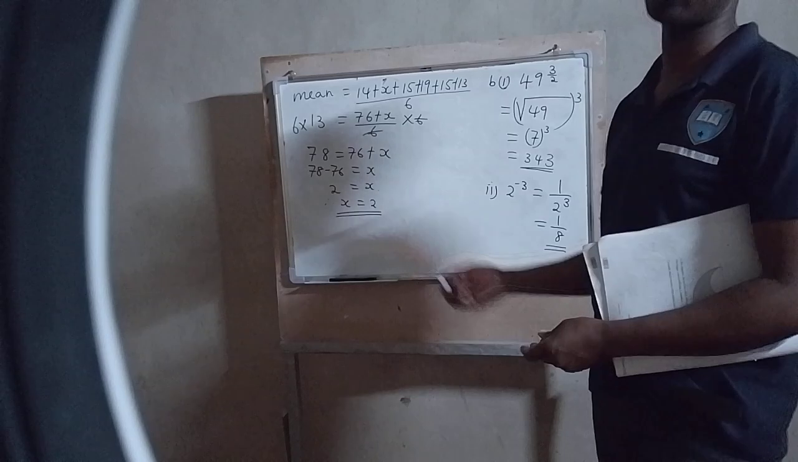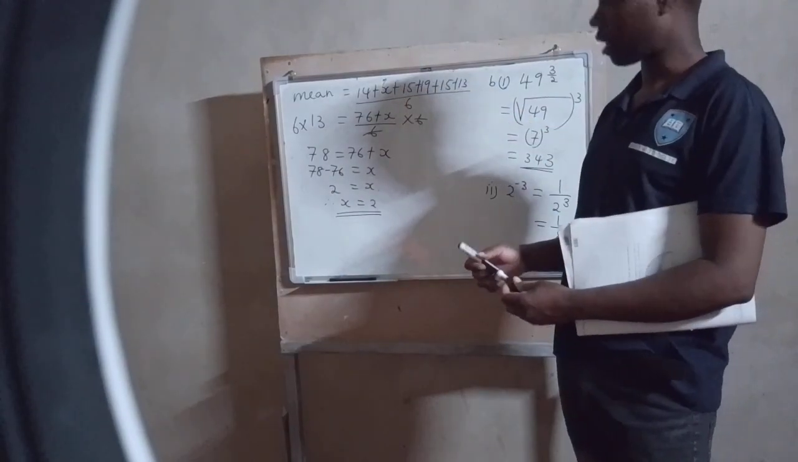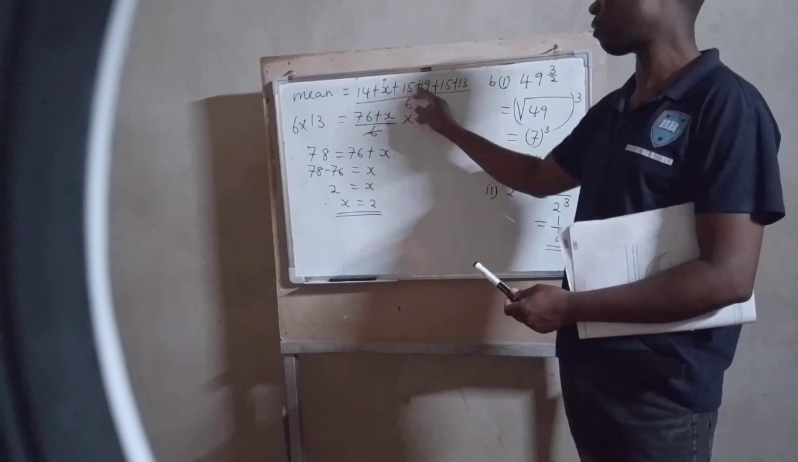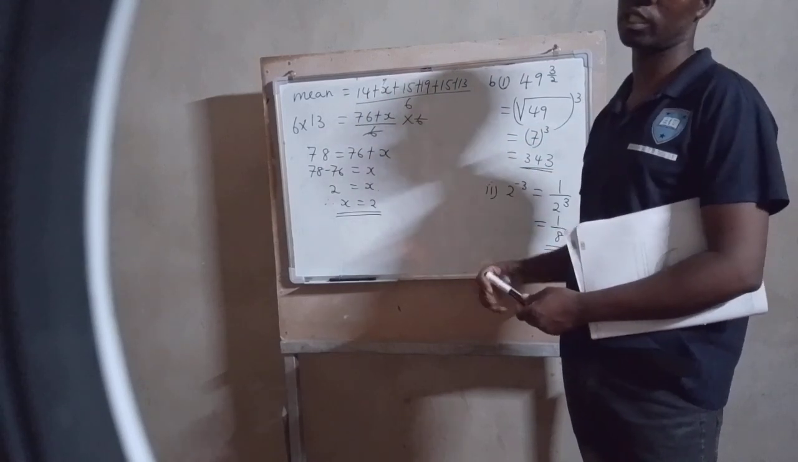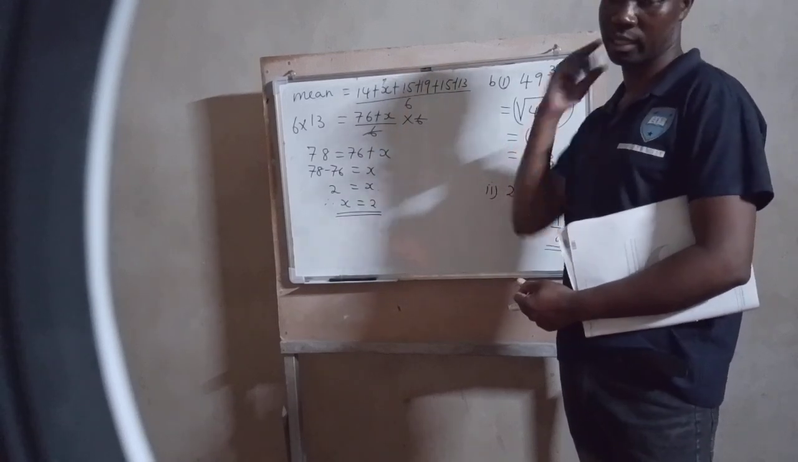So simply just make an equation in x. We know how to calculate mean: sum of the terms over the total number of what? Terms. The total number of terms is 1, 2, 3, 4, 5, 6. This is the 6. Simplify, then you get your value of x.